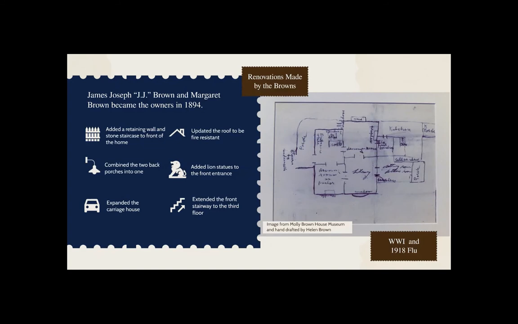James Joseph, also known as JJ, and Margaret Brown purchased the home in 1894, only 4 years after its construction, from the Large family. JJ ended up transferring the title of the house to Margaret in 1898 due to health issues to ensure that the home would stay within the family. The Browns owned the home until 1932 when Margaret died.